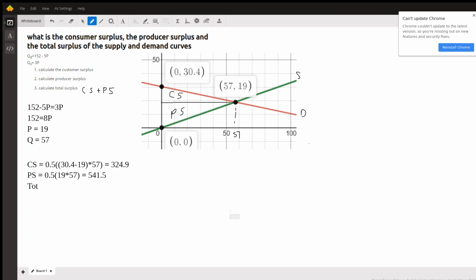And then if you want total surplus, we're just going to add up both of those numbers together. We get 541.5 plus 324.9, and we get 866.4. 866.4, and that is how you solve for consumer surplus and producer surplus.